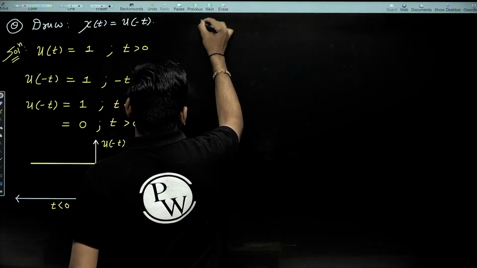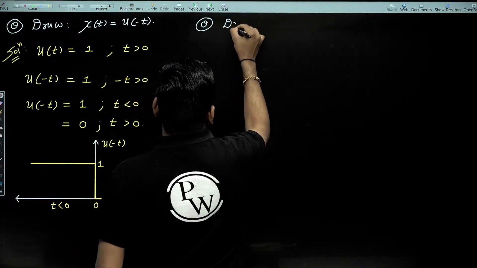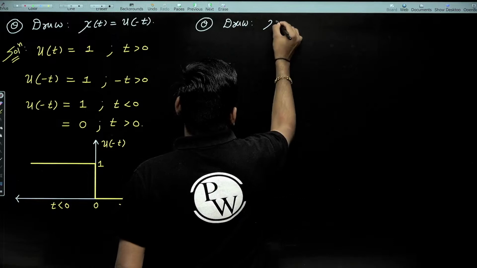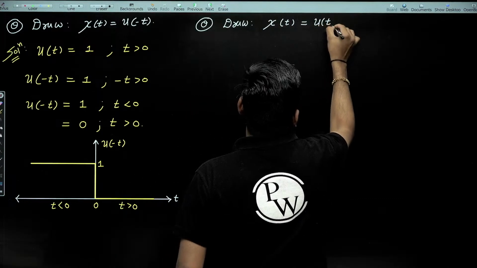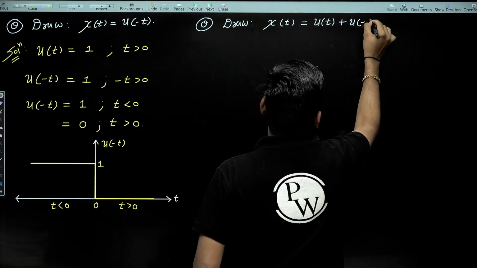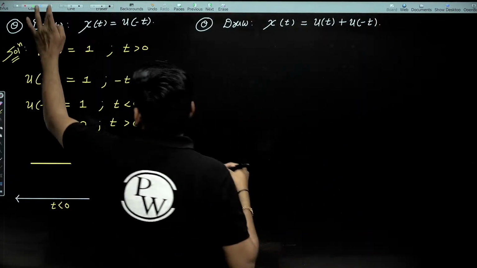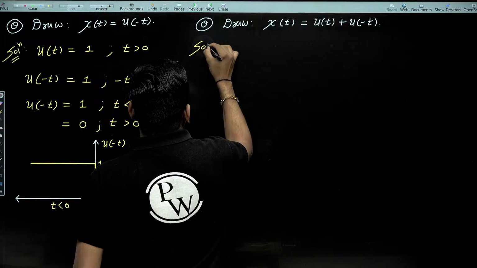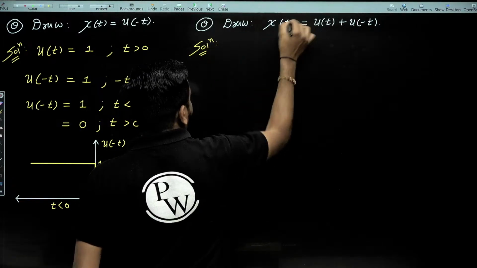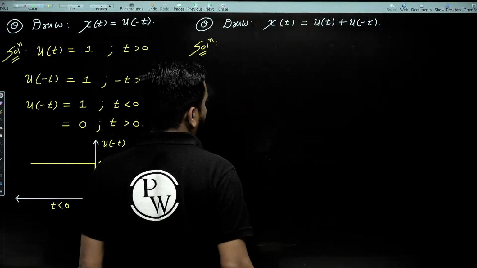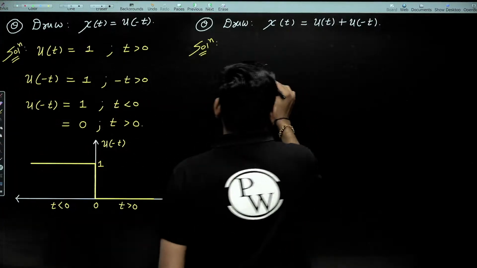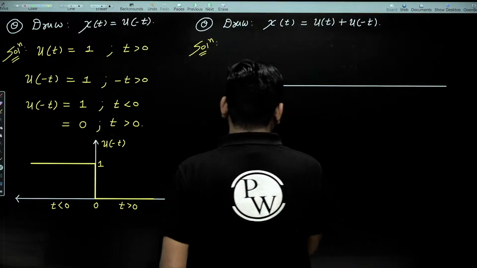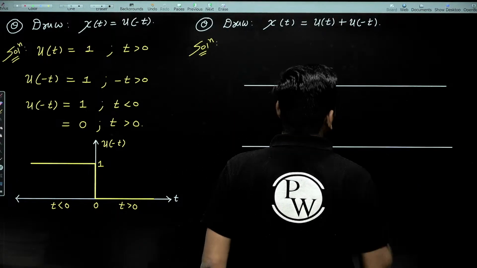Now suppose I am asking to draw x of t which is equal to u of t plus u of minus t, then what will happen? So first draw u of t, then draw u of minus t. You have to do amplitude addition parallelly. So this is u of t, here I am drawing u of minus t.